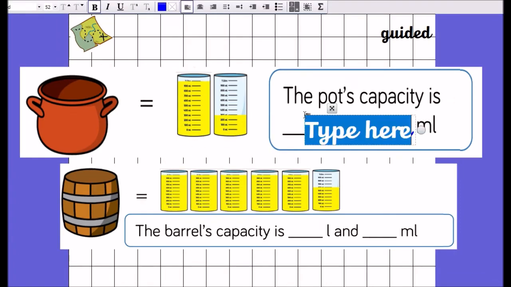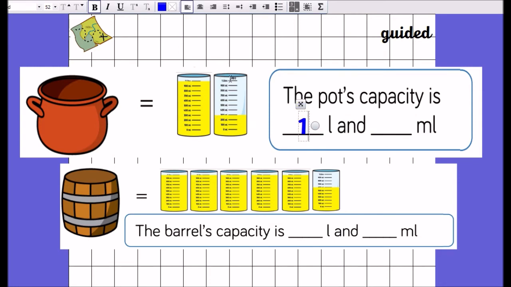So we can pop here 1 litre. This one is exactly the same. It's got a capacity of 1 litre, but the volume is a lot smaller. So the volume of this one, because it's going in increments of 100 millilitres, is 300 millilitres. So I know that the capacity of the pot is 1 litre and 300 millilitres.